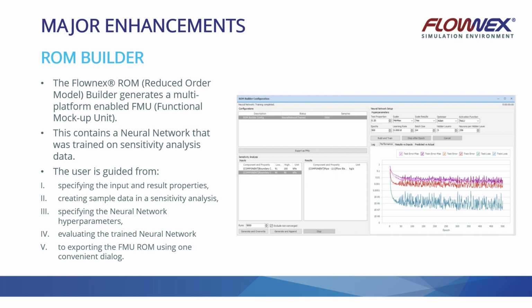This reduces the amount of processing power and time needed to run a simulation. It also eliminates the need for Flownex to be installed on the computer which the simulation is run. The neural network is trained by means of a sensitivity analysis within Flownex for different inputs and outputs within a desired range. After the neural network has been trained, one can test and review the predictions made by the ROM against actual results calculated by Flownex.